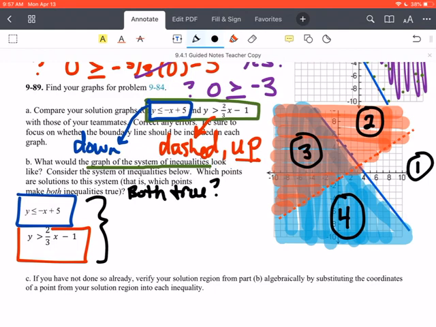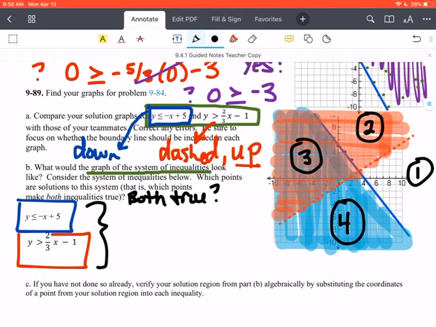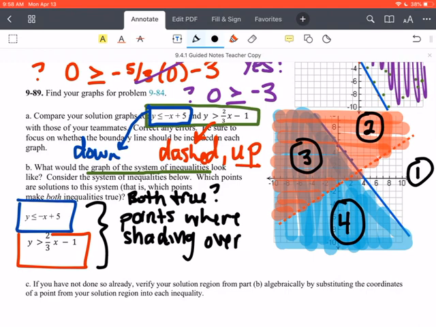Hopefully you're looking at the region where the blue and the red overlap. Consider what points are solutions to this system. I would hope our best guess would be points where the shading overlaps. So what is that going to be based on my notes?